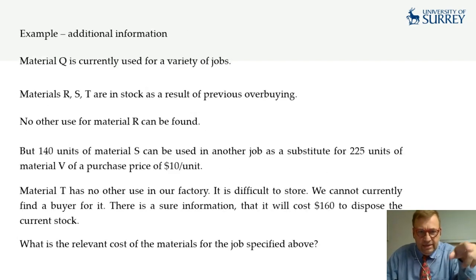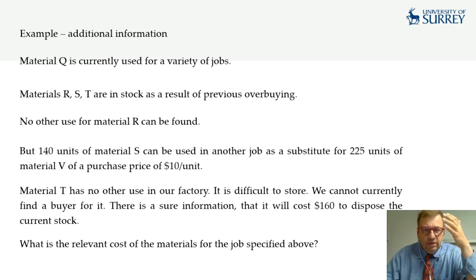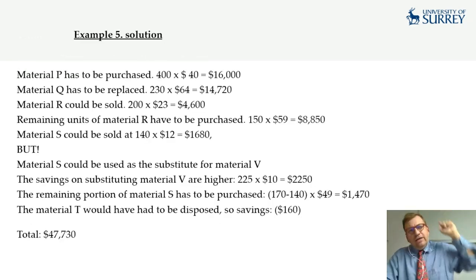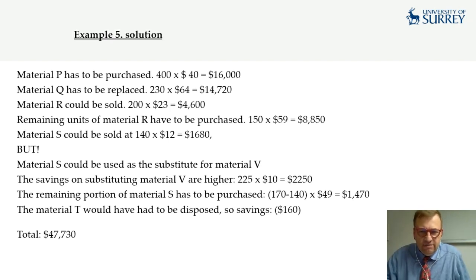And then the trick comes at the end, that we have this real problem with the material T, because we have it and it's difficult to store, and so on. And still it would cost us in future to dispose of, to get rid of, to throw away this product, and we will have to pay $160 for it. So if we use it for this project as a part of production, it would mean we would not spend this $160, therefore it's in brackets as a minus figure.